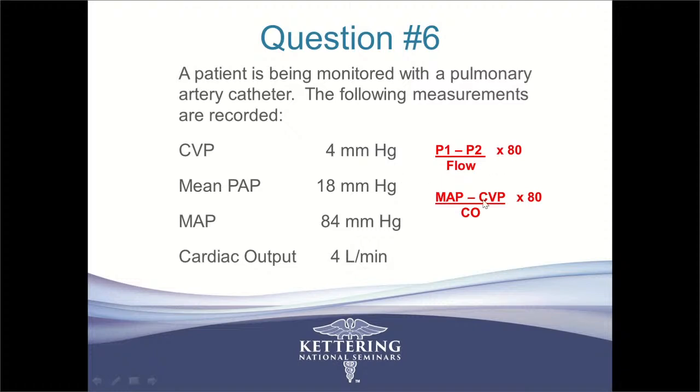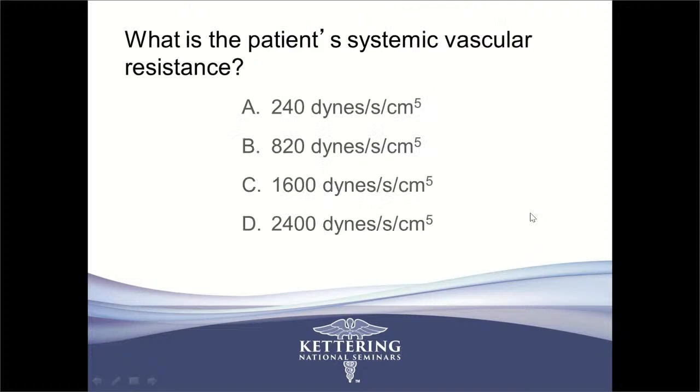Okay, so this number is 80 divided by 4. What is that? 80 divided by 4 is 20. And then 20 times 80 is 1600. Okay, so there's our answer right there, 1600.